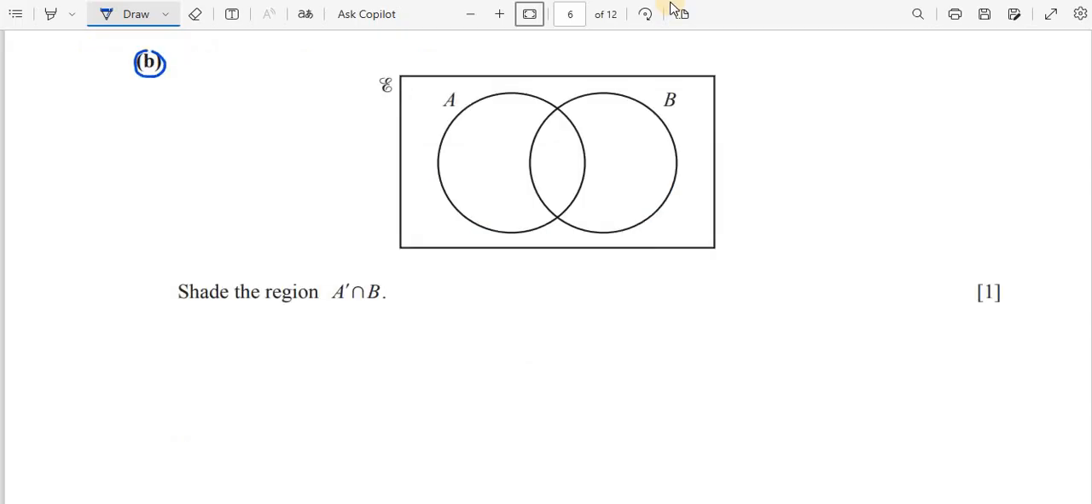Part B. This is the diagram. Shade the region A complement intersection B. A complement intersection B is the remaining set, only B without the common element. So we shade only this area. We shade this area because A is complement. So this is the final answer.